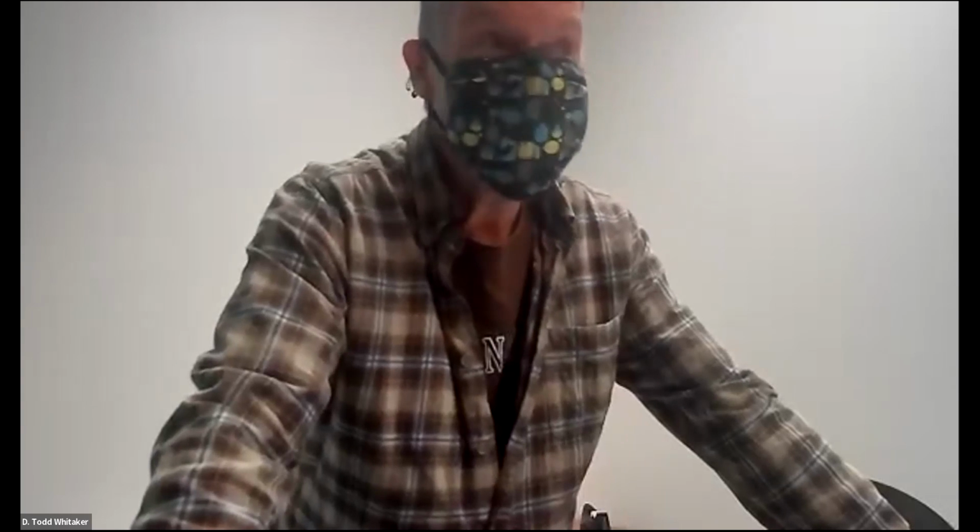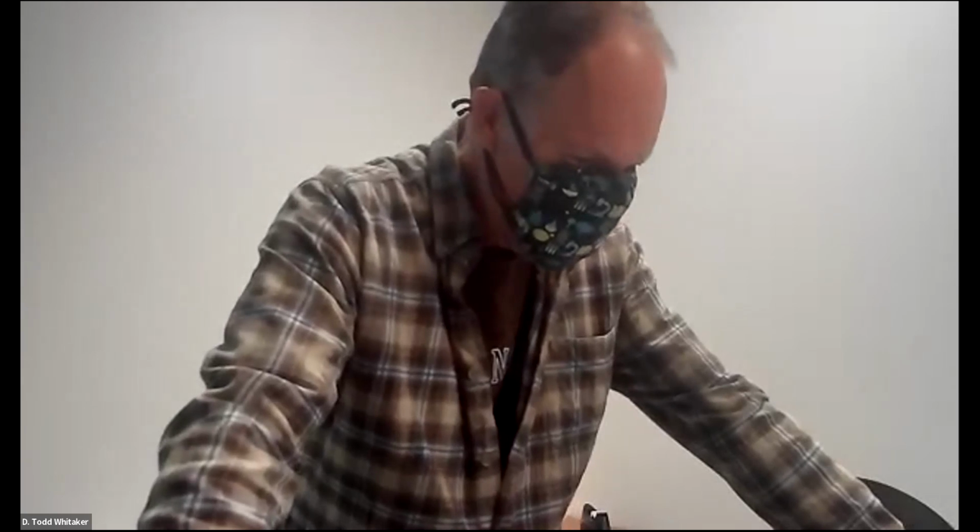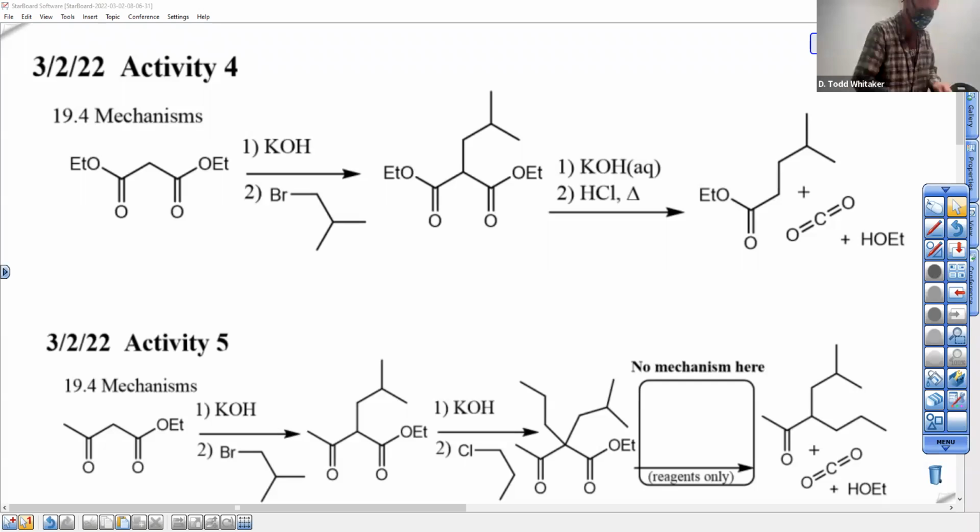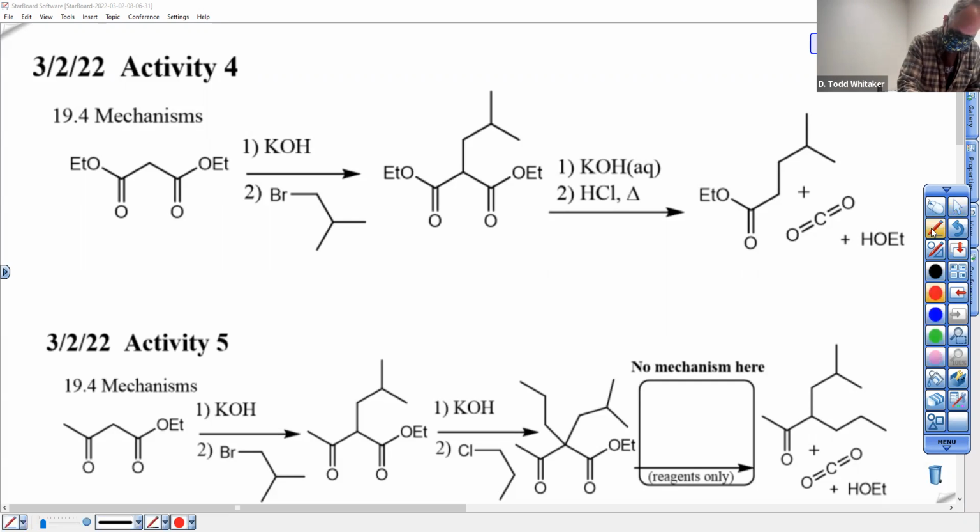We are now going to explore the malonic ester synthesis and the acetoacetic ester synthesis. Malonic ester synthesis is named so because it comes from an ester of malonic acid. Malonic acid, oh my, such good apple pie.